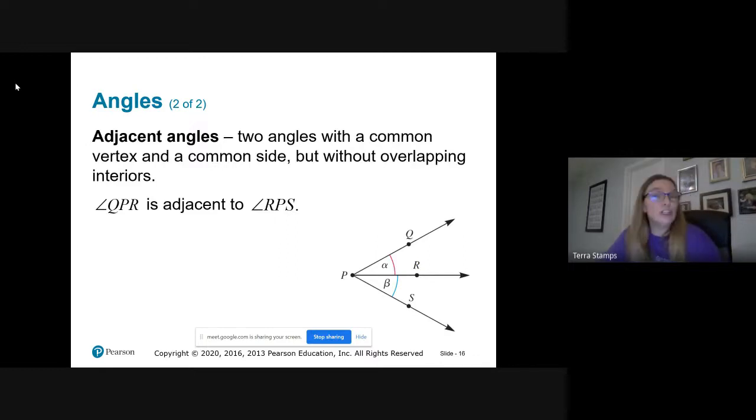Adjacent angles. The word adjacent means next to. Adjacent angles have a common side. So they share a ray, okay? And they share the vertex, the endpoint, but they don't overlap. So this is an example of two different angles that are adjacent.